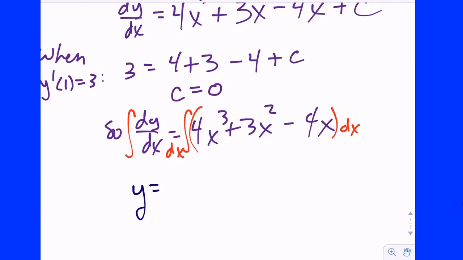4x cubed becomes x to the fourth, and we divide by the new exponent 4, and 4 fourths becomes 1. Plus 3x squared, that becomes x cubed. Divide by 3, they divide out, and you get x cubed. Minus 4x becomes x squared. Divided by 2, you get 2. And now I can put plus what?